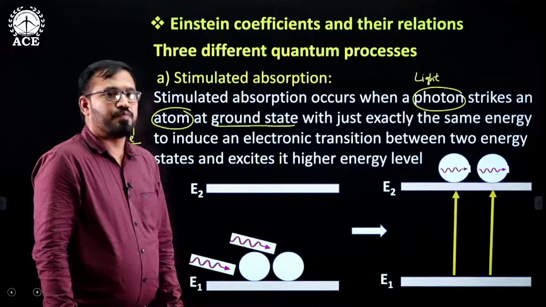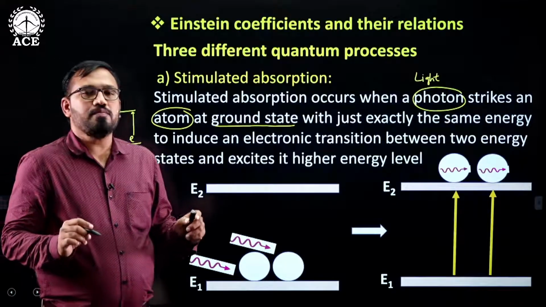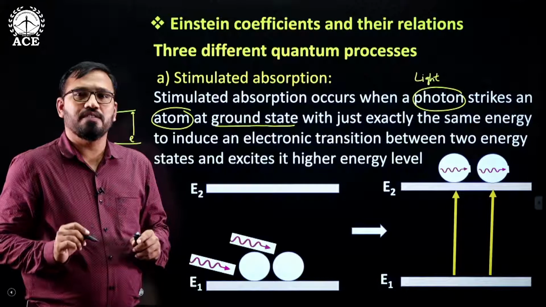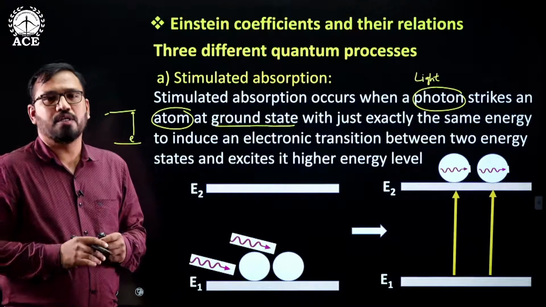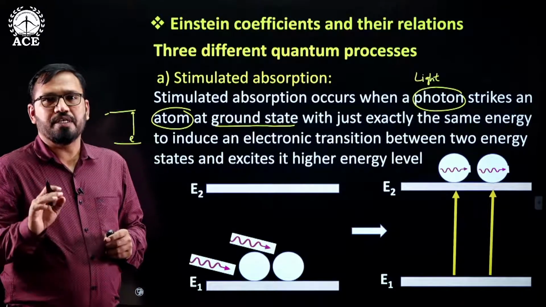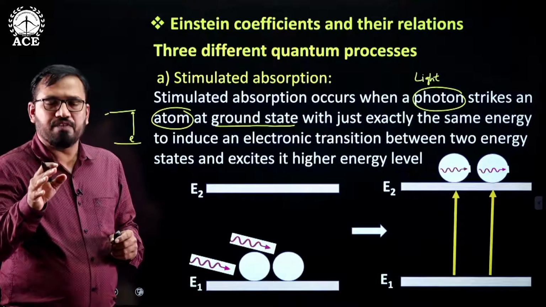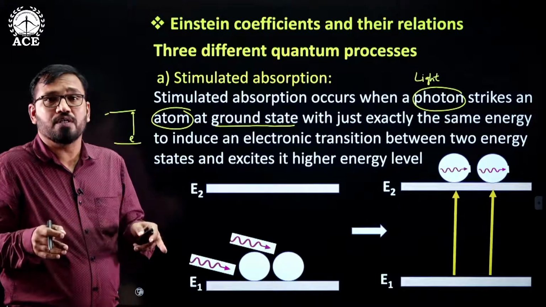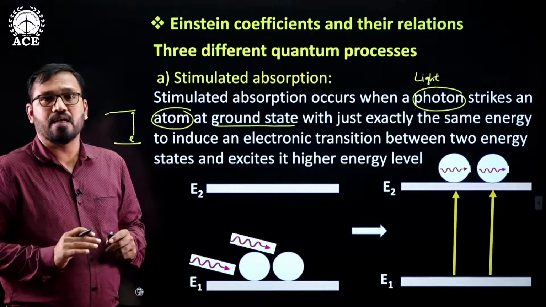So coming to here, I am explaining 3 quantum processes. In that, the first one is stimulated absorption. The term stimulated means we are using external energy. Which energy? Photon energy. To whom are we applying it? To the atoms present in the ground state.